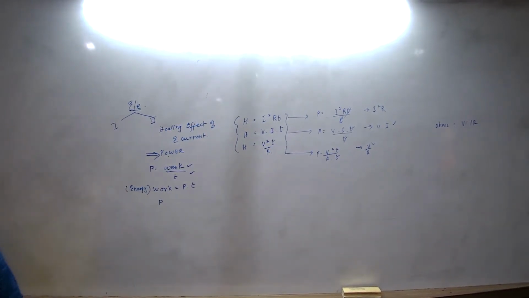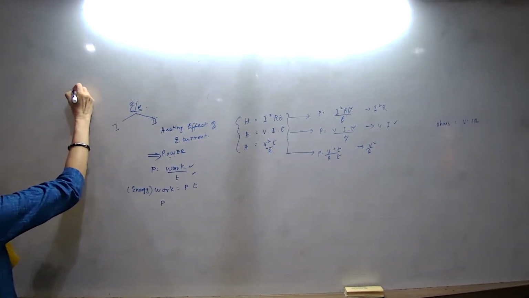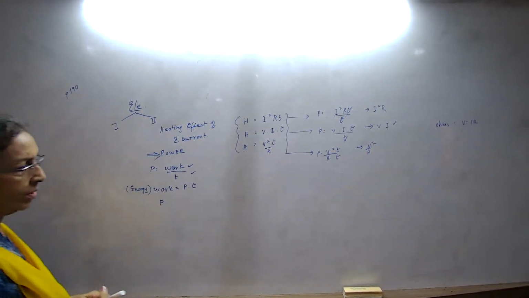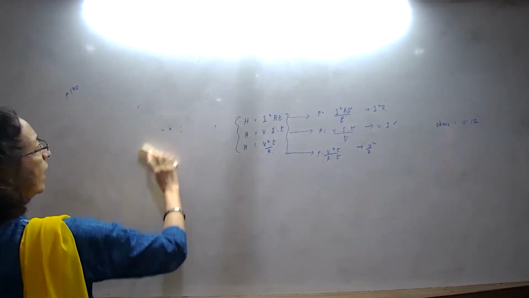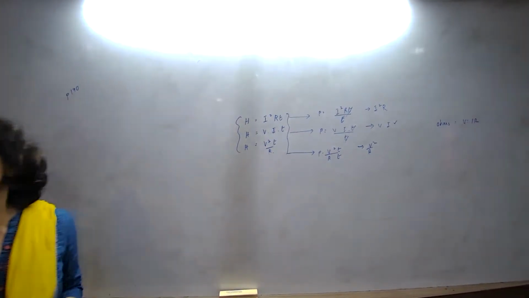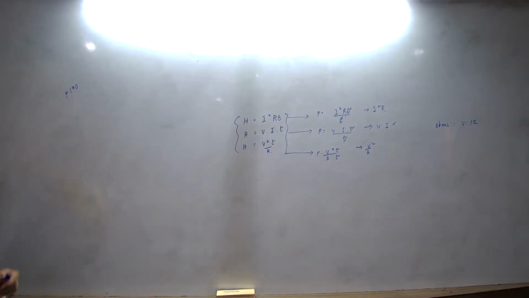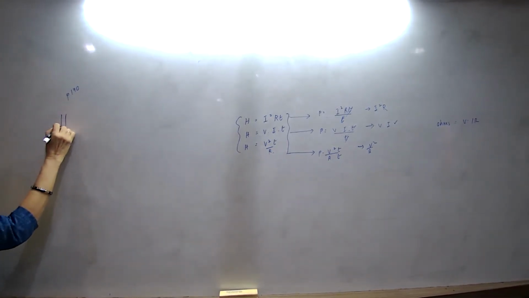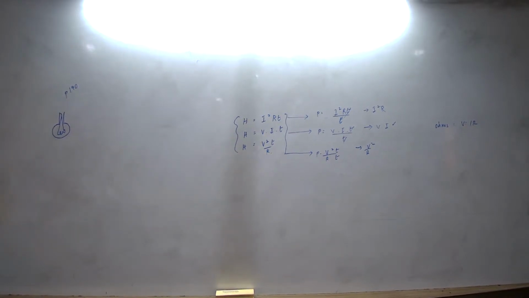I'm on page number 190. I've already given you an introduction to the practical applications of the heating effect of electric current. So we have seen, I was telling you about the electric bulb which has got a filament of tungsten.